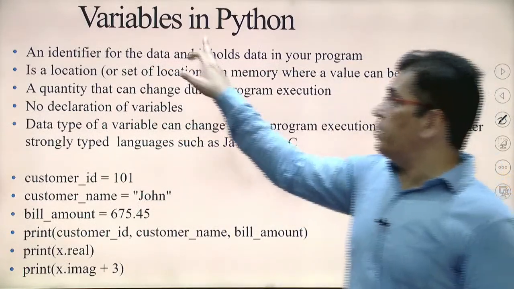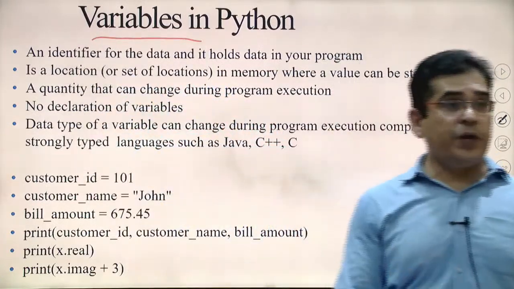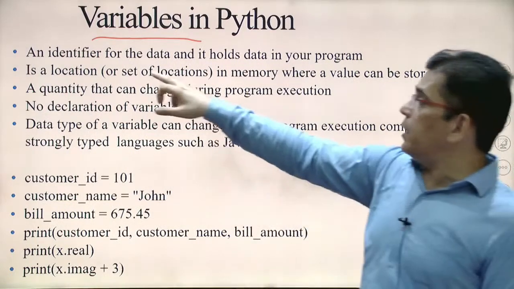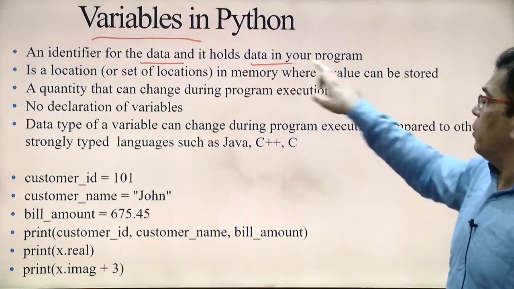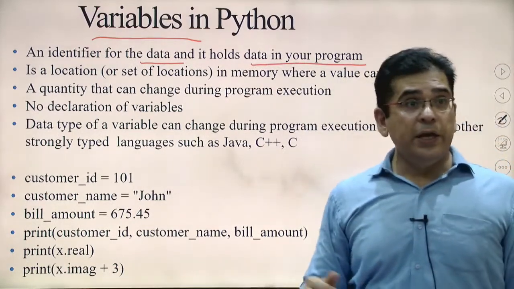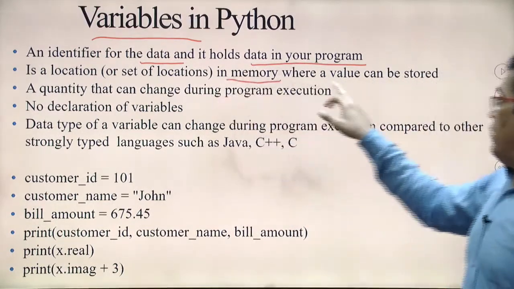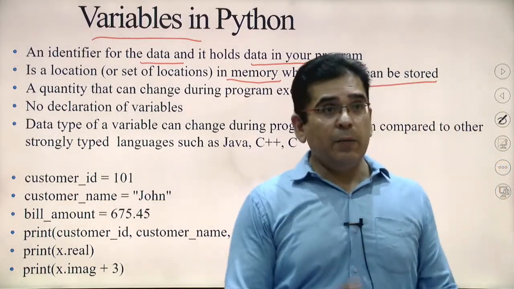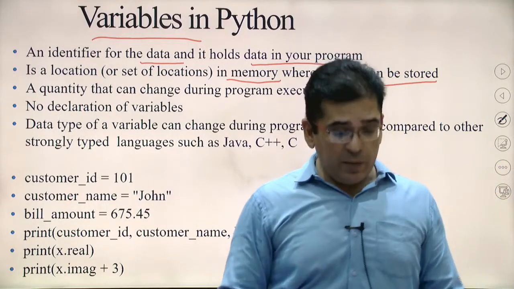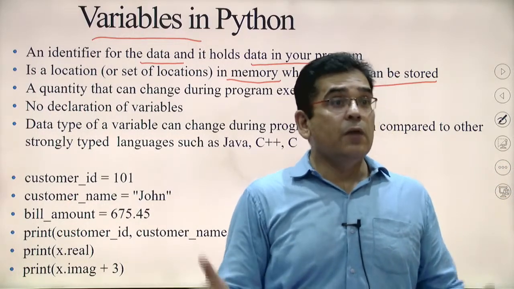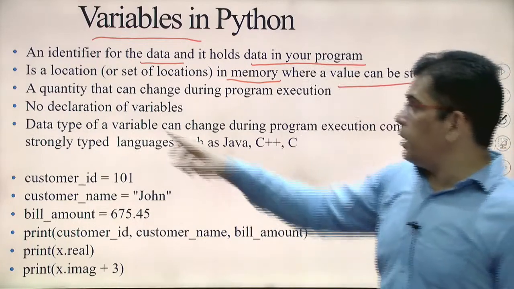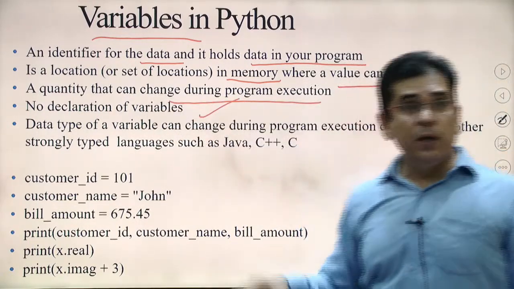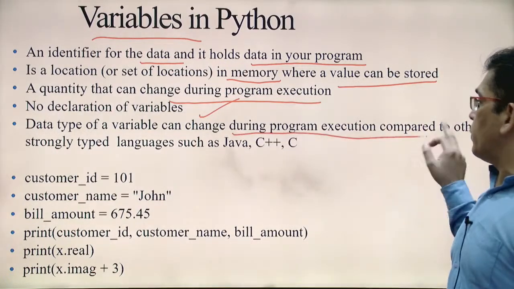Then another is variables. Every language has a set of variables where you can assign some static values. These are the identifiers for the data, and they hold data in your program. It is a location in memory where a value can be stored. Variables, as all of you know, if you understand what a computer program is, are used to store values. A quantity that can change during program execution. No declaration of variable. The data type of a variable can change during program execution.